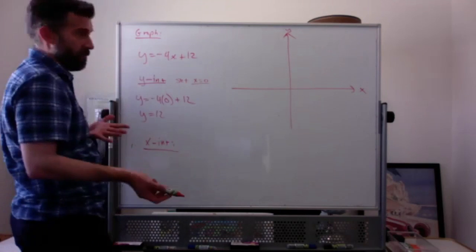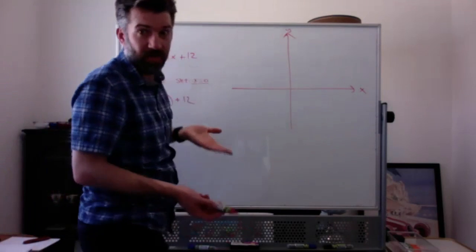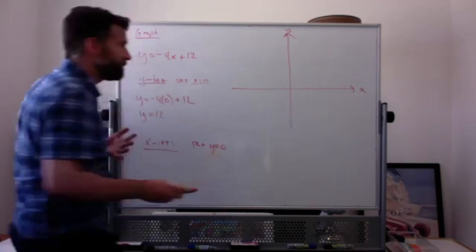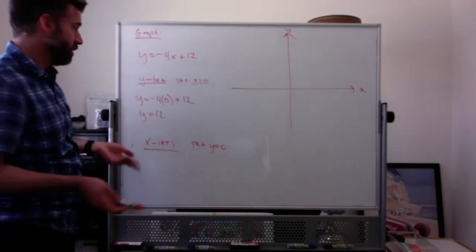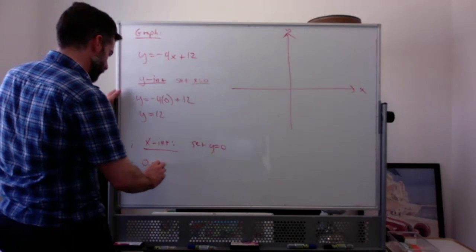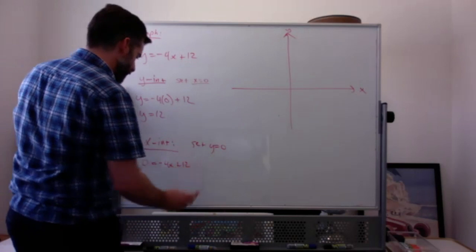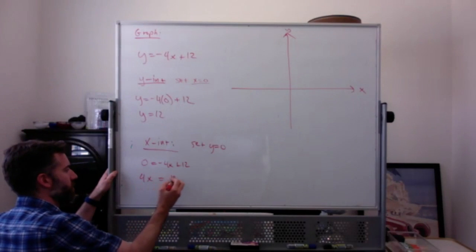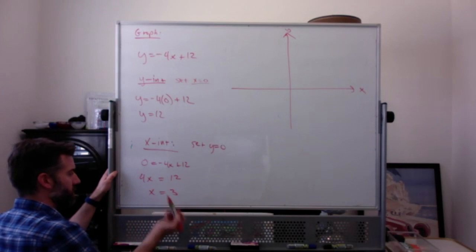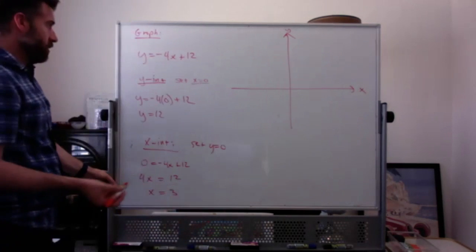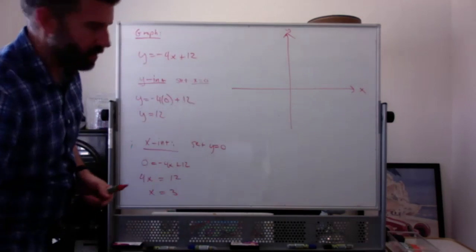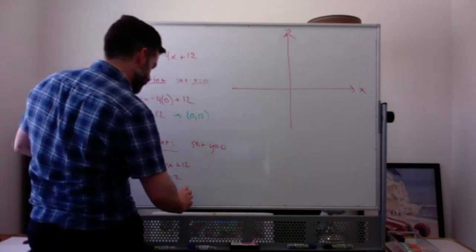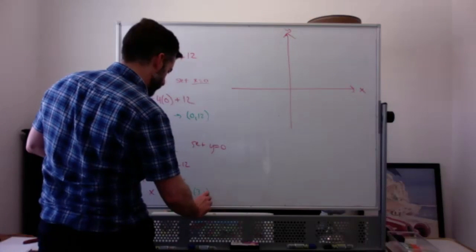X-intercept, the idea is the same. If you're on the x-axis, your y value must be 0. So we're going to set y equal to 0. And this does require a little more solving. We're going to replace, so 0 equals negative 4x plus 12. And we're going to solve for x. We're going to add 4x to both sides. So 4x equals 12, and then divide by 4. So x equals 3. So my intercepts are (0, 12) for the y-intercept, and (3, 0) for the x-intercept.